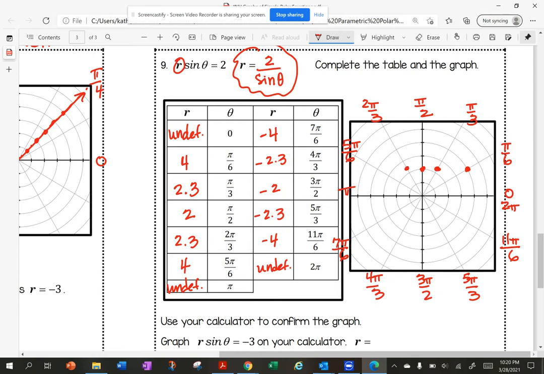So we should kind of be getting an idea what kind of line we're talking about here. At 5 pi over 6, my radius is 4. 1, 2, 3, 4. At pi, it's undefined, so it's not there. At 7 pi over 6, I have a negative radius. So that means it's 180 degrees the other direction. So it's repeating this point again here.